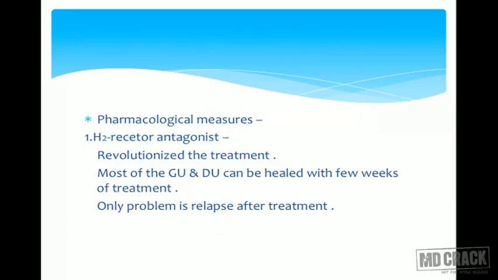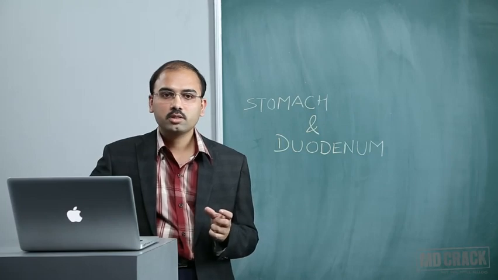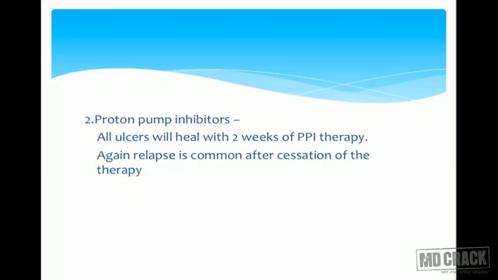Then in pharmacological measures, we have got H2 receptor antagonist. Now most of the gastric ulcers or duodenal ulcers can be healed in a few weeks of treatment. Only problem is relapse with H2 receptor, histamine receptor antagonist. The proton pump inhibitors have revolutionized this treatment. All ulcers will heal within 2 weeks of proton pump inhibitor therapy. Again, relapse is more common after cessation of the therapy.